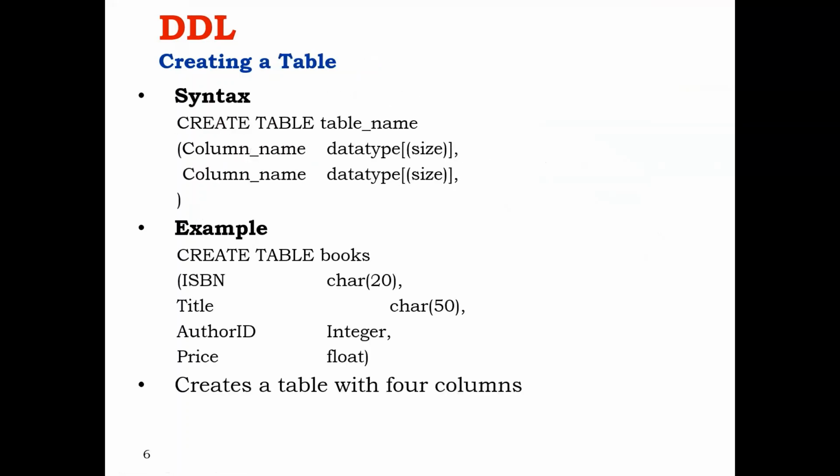Then suppose if we want to create any table, so for that a particular syntax is there: create table, table name, then we need to specify the columns. So for example, you can see create table books. So here different columns are there.